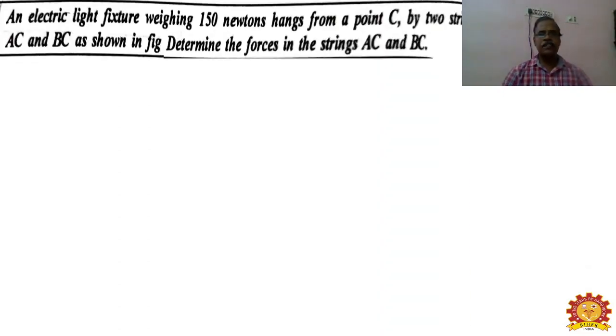Now let us take an example. An electric light fixture weighing 150 newtons hangs from a point C by two strings, AC and BC, as shown in the figure. Determine the forces in the strings AC and BC.